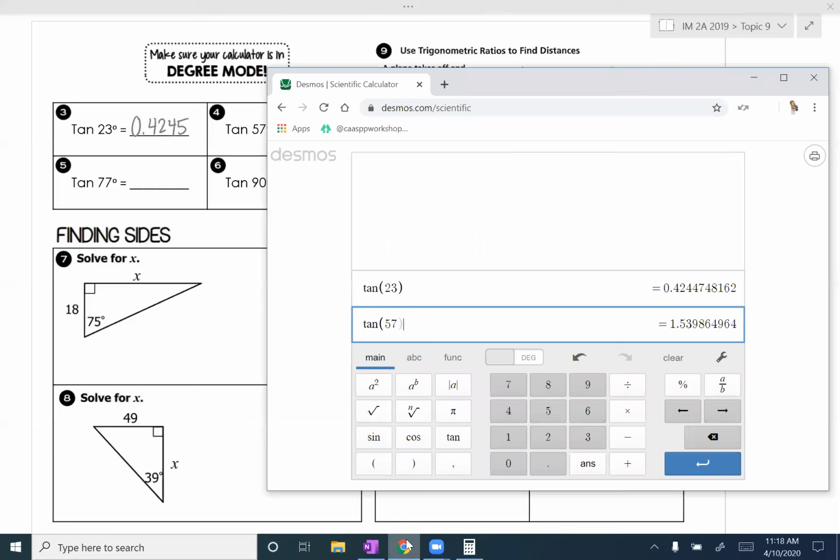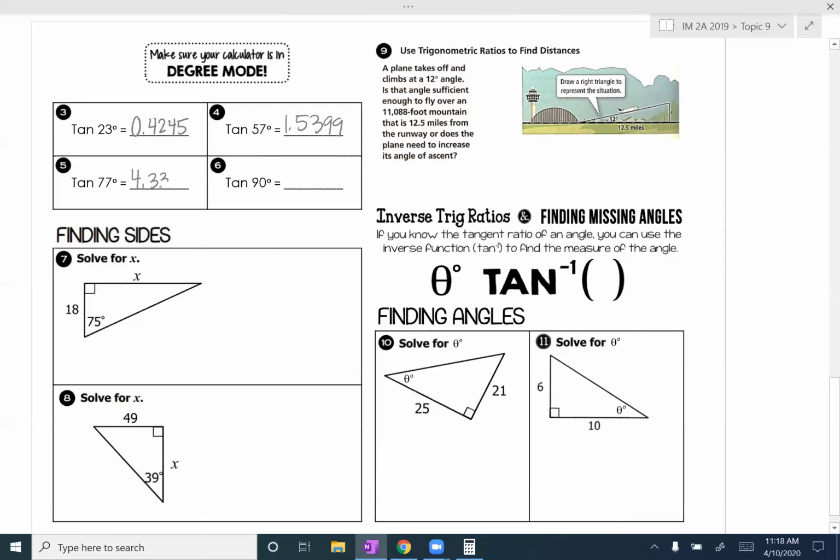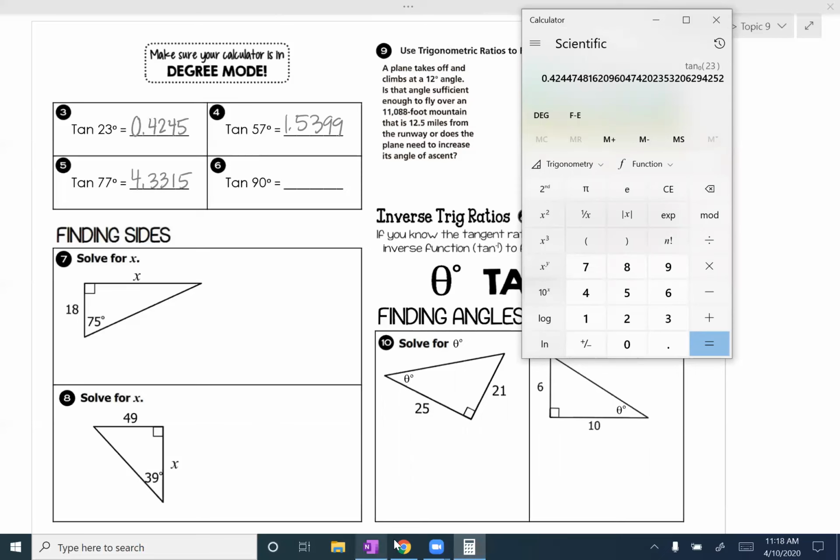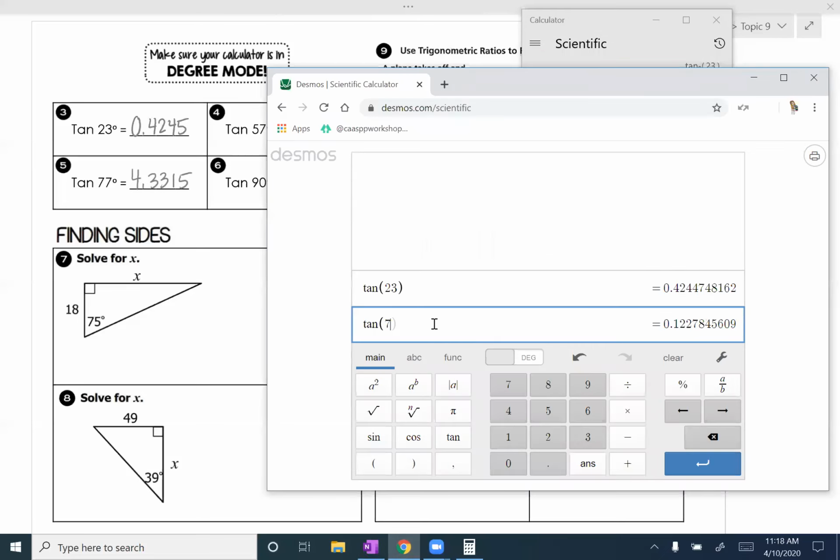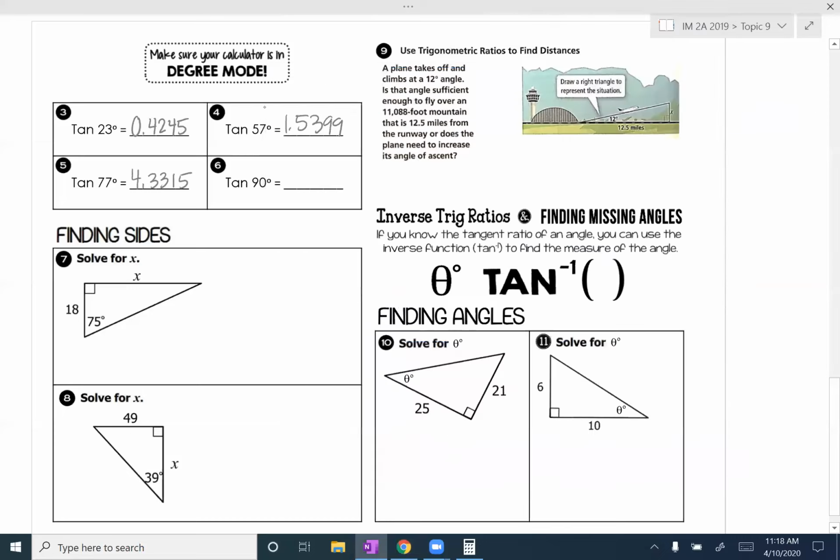Next, we're going to do tangent of 77. So if I do that, I get 4.3314. And then I've got a 7 after that 4, so that means I'm going to do 4.3315. And finally, we have tangent of 90 degrees. So if I do tangent of 90, it gives me undefined. So 90 degrees does not have a tangent value.